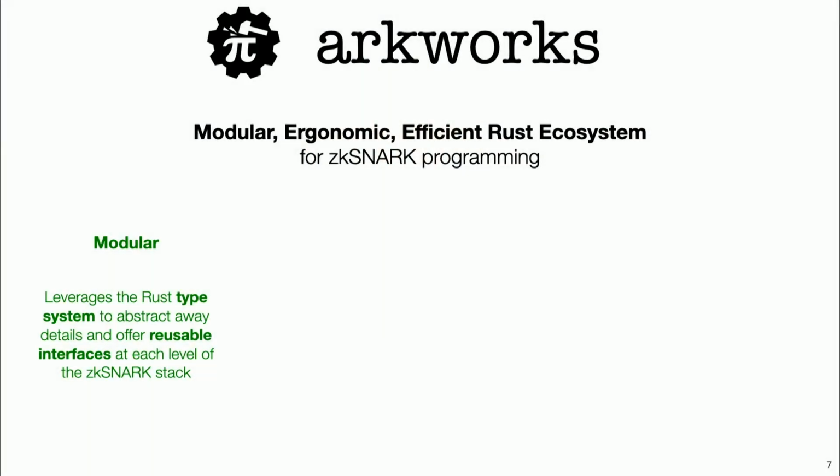And basically, what we try to do with arkworks is achieve all three of these goals with the Rust ecosystem of libraries, all right? So in terms of modularity, we strongly leverage the Rust type system, in particular the generics and the trait system there, to abstract away irrelevant details at each level of the stack. So if you're just writing constraints, you don't necessarily have to care about how your SNARK is implemented or how your elliptic curves are implemented, right? We want to abstract that away, and we use traits to do that.